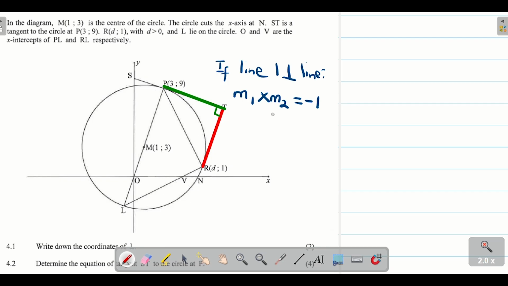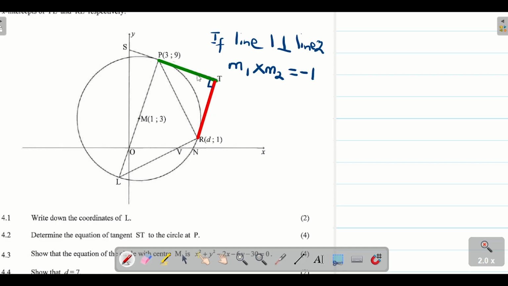I want you to remember this. We said if two lines, line 1 and line 2, are perpendicular to each other, then the product of their gradients must be -1. When we multiply their gradients, we must get -1. So it means that if these two lines are perpendicular to each other, all we need to do to prove that they are perpendicular is to simply get their gradients, multiply them with each other, and get -1. Which means we just need the gradient of each line.